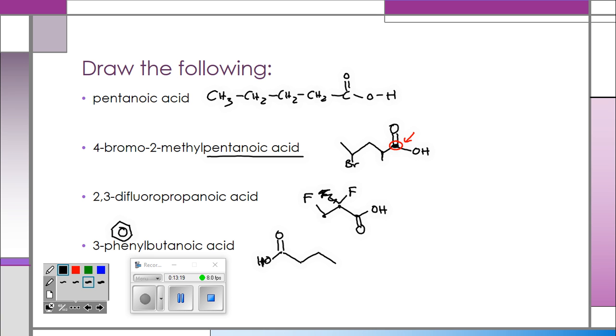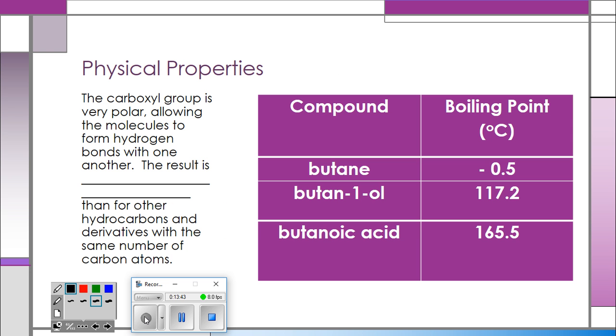Since this is butanoic acid, there are 4 carbons. Remember, 1, 2, 3, 4. And then on the third carbon, so right here, we would put our phenyl group. And you can draw benzene that way, or you can draw benzene this way with the alternating double bonds, your preference. Okay, we're going to finish this.